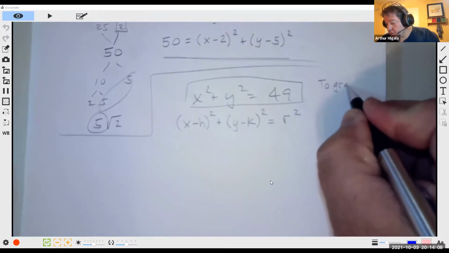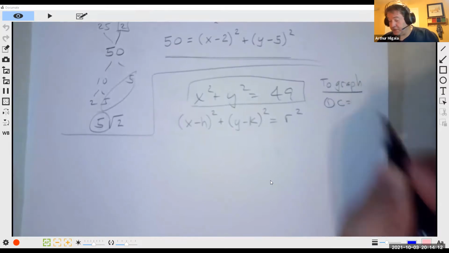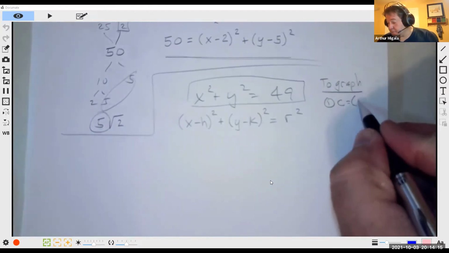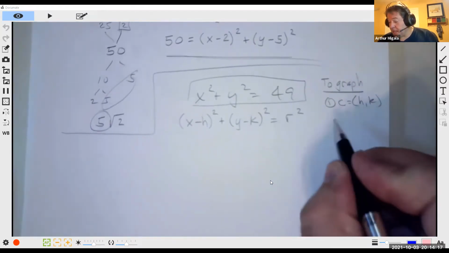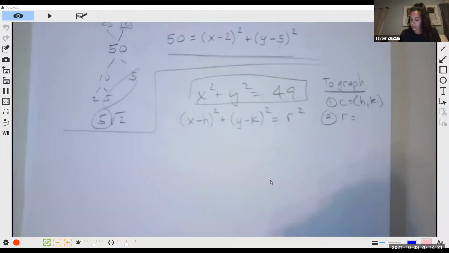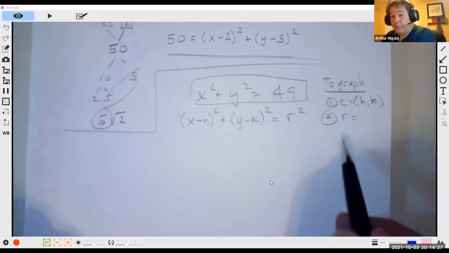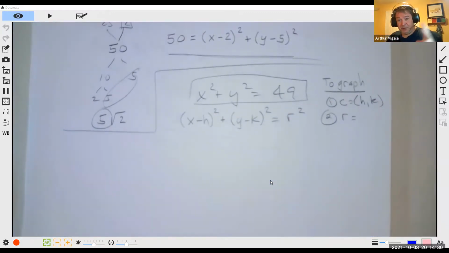To graph the circle, we need two things. First, we need the center, so we see where we start. And then we need the radius, because we have to know how big the circle is, or how small.